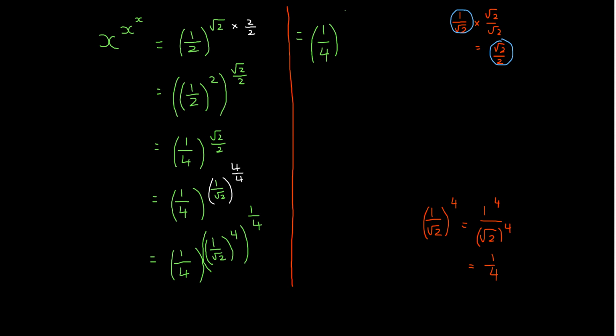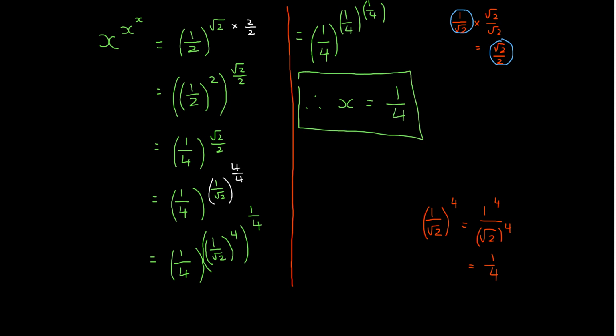It's 1/4 to the power of 1/4 to the power of 1/4. And we can actually see here, now we're done, because we had x to the power of x to the power of x equals 1/4 to the power of 1/4 to the power of 1/4. And we can conclude, therefore, x equals 1/4.